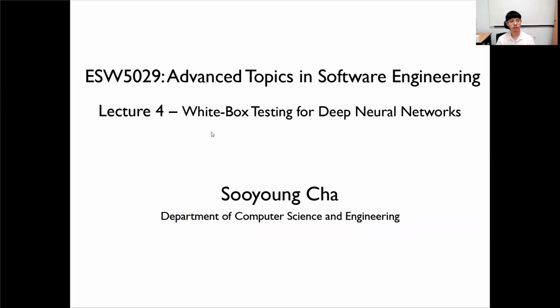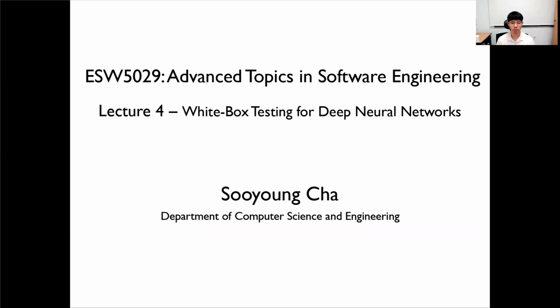Okay, hello everyone. In the last lecture, we mainly learned about a search heuristic, which is a key component of symbolic execution for mitigating the path explosion problem. In this lecture, we will learn another white box testing method for deep neural networks. Actually, this research topic about testing deep neural networks has recently been attracting attention in the field of software engineering. This research area is still at an early stage.